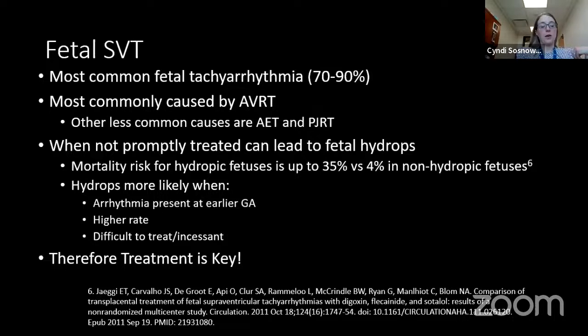SVT is more likely to cause fetal hydrops when the rate is really high, so 220 to 240. If you're hitting even above that, that's going to be more likely to cause hydrops. And usually if you have SVT that's difficult to treat or incessant, so you're treating, but it's not getting better, and you're not able to break it. Sometimes when this is occurring, you're more likely to have those other less common arrhythmias like PJRT and ectopic atrial tachycardia as the cause, more than an AV reentry tachycardia, because those two are also known to be very difficult to treat postnatally. Okay, so overall, when it comes to SVT, you don't wait, you treat.